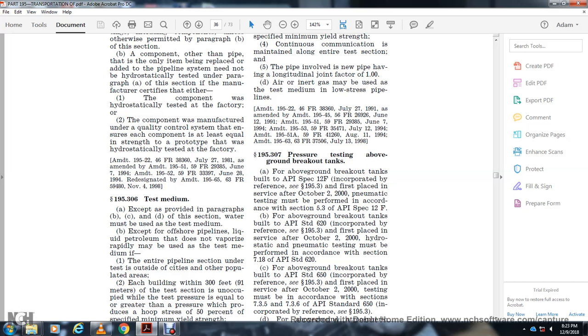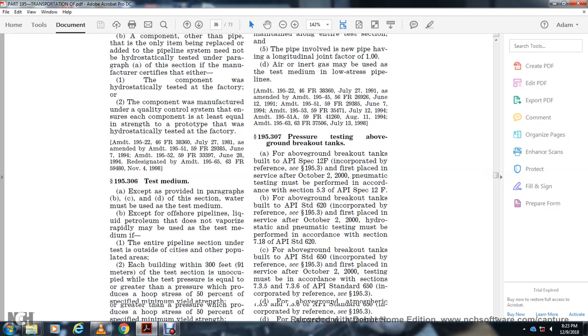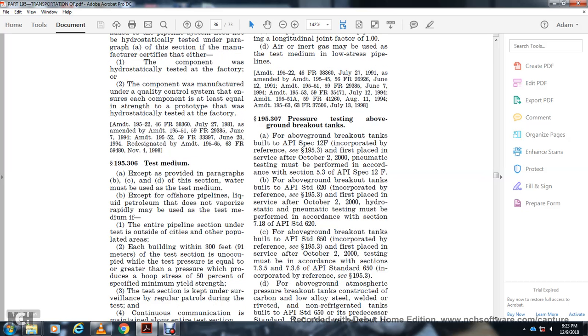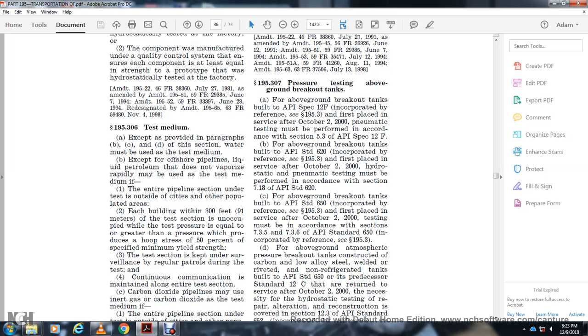The entire pipeline section must be tested outside of cities and other populated areas, with each building within 300 feet of the test section unoccupied, with the test pressure equal to or greater than the pressure that would reduce the hoop stress to 50% of the specified minimum yield strength. The test section must be kept under surveillance, with regular patrol and intensive continuous communication maintained along the entire test section. Carbon dioxide pipelines may be made with an inert carbon dioxide test medium.